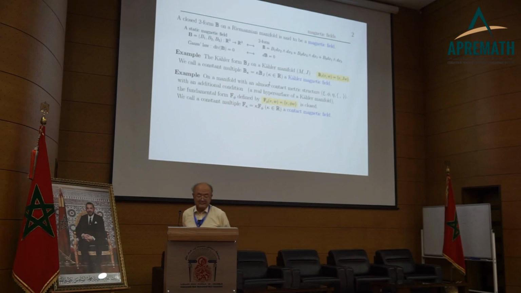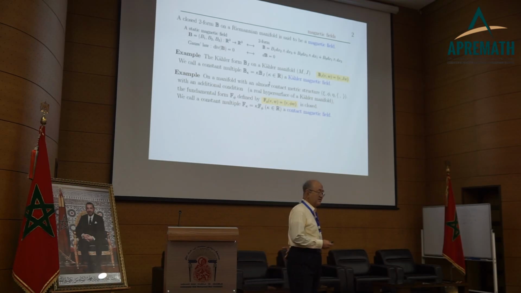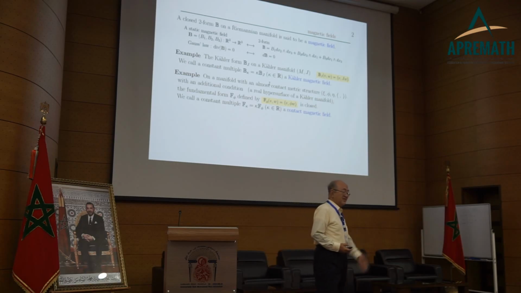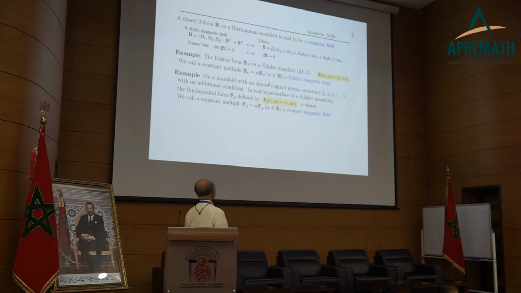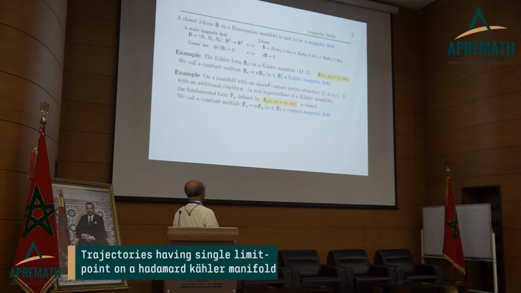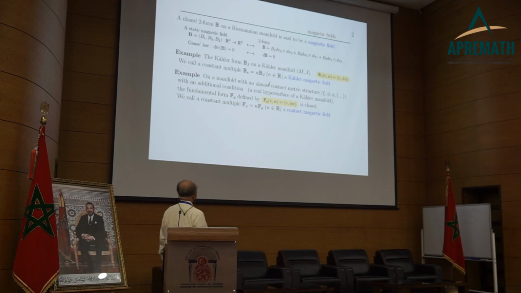Now, I use the terminology. A closed two-form on a Riemannian manifold is said to be a magnetic field. For magnetic fields, yesterday Professor Munteanu gave a very nice lecture, so maybe I do not need to explain anymore. But the reason why we say magnetic field is because it is a natural extension of the static magnetic field on Euclidean 3-space.